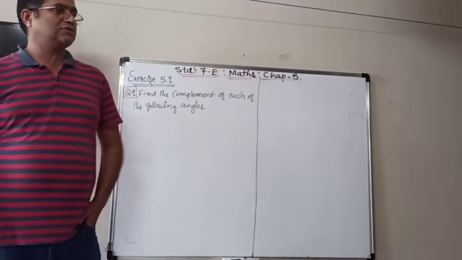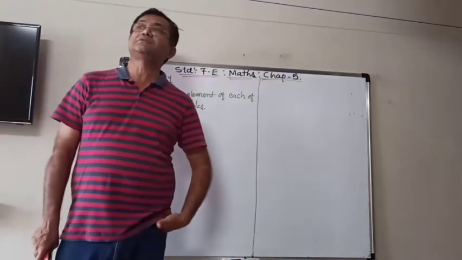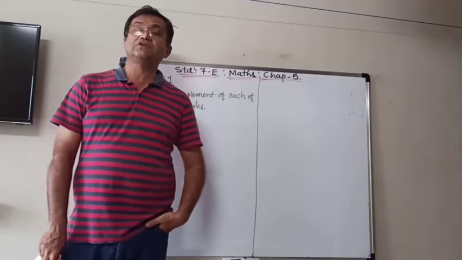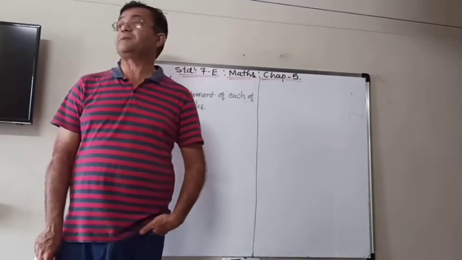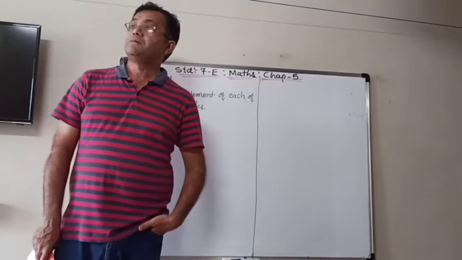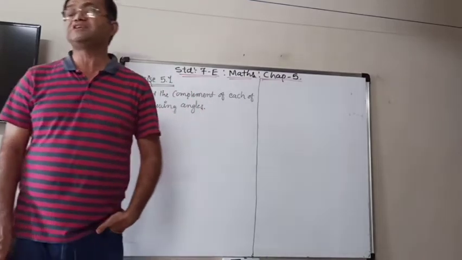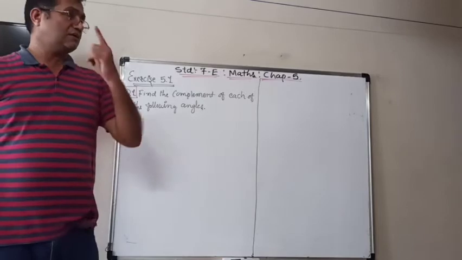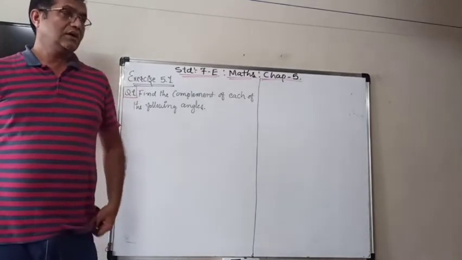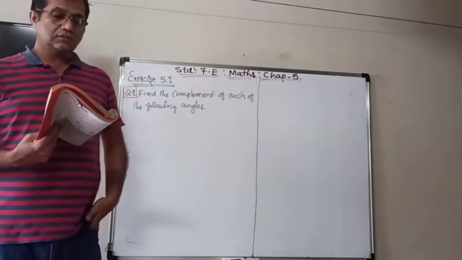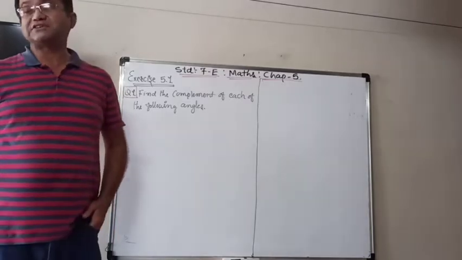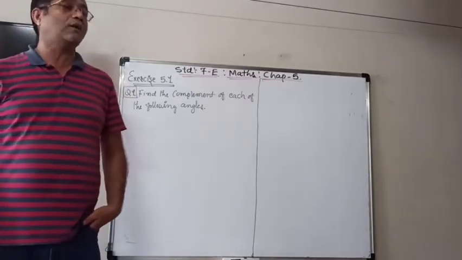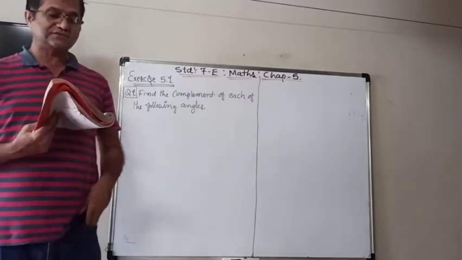Also we learned about the linear pair, that the angles of the linear pair are supplementary, means the sum of their measures is 180 degrees. And also we learned that when two lines intersect, the vertically opposite angles are always equal.